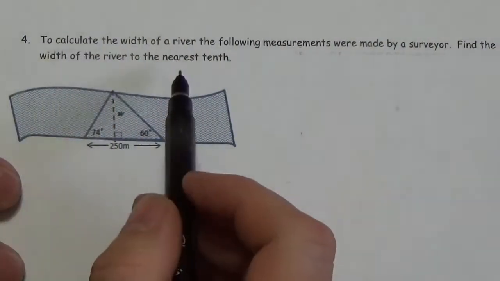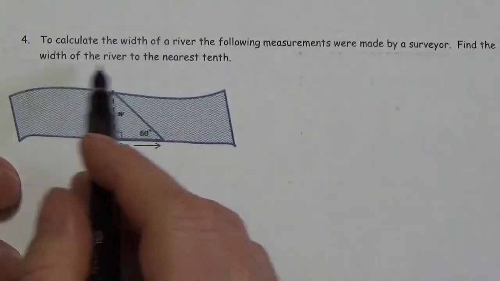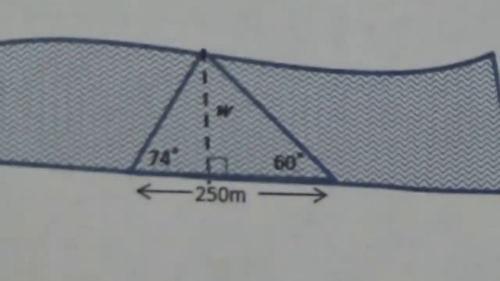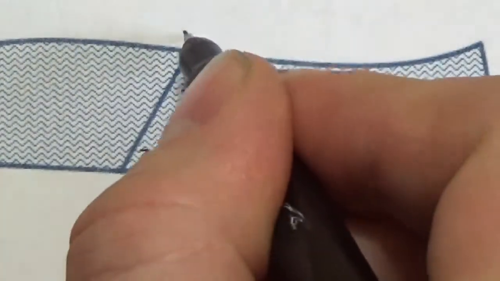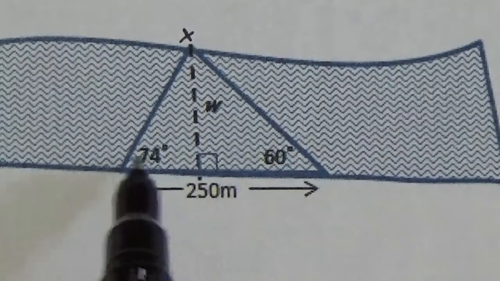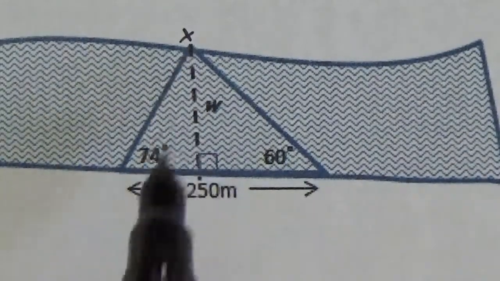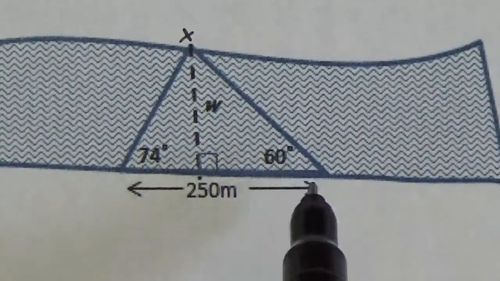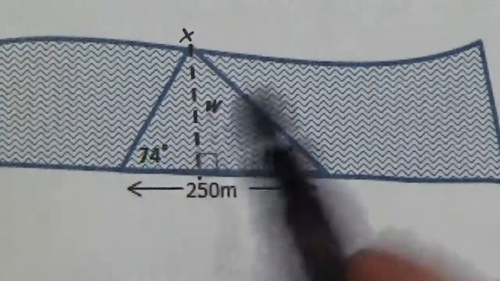To calculate the width of a river, the following measurements were made by a surveyor. Find the width of the river to the nearest tenth. Okay, let's zoom in on that. So what happened here is you have a surveyor standing right here, and they mark off a point visually on the other side of the river. They got that the angle from along the river to that point was 74 degrees, and they walked 250 meters to here, and then looked back at the same spot and saw that that was 60, and they want to know what the width of the river is.